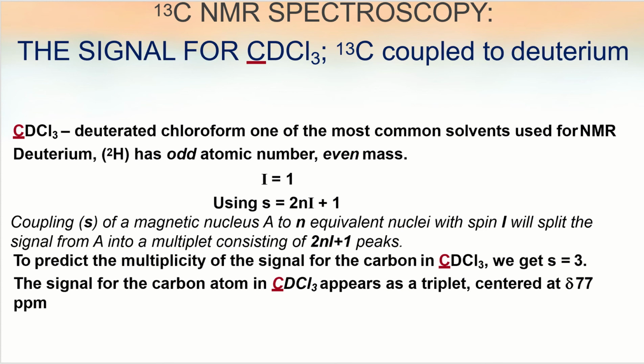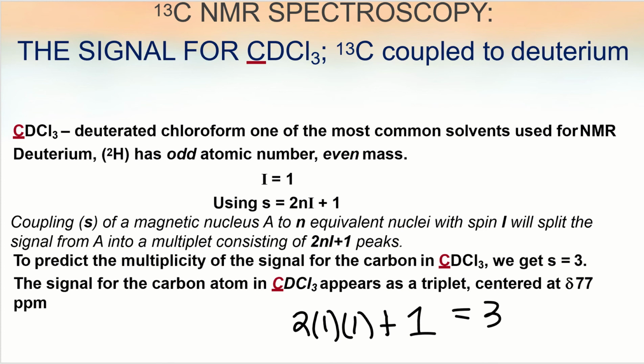is equal to 3. So that means that N would be equal to 1 and I would be equal to 1. So that would be equal to 3. So the multiplicity of the carbon signal in deuterated chloroform is a triplet. So the signal for the carbon atom in CDCl3 appears as a triplet centered at 77 ppm.